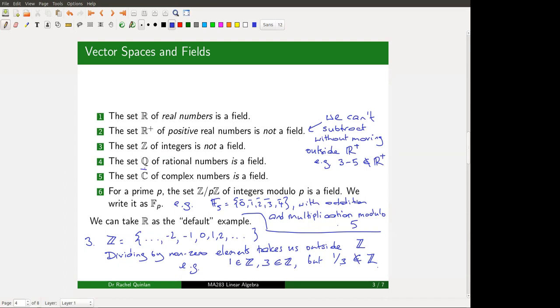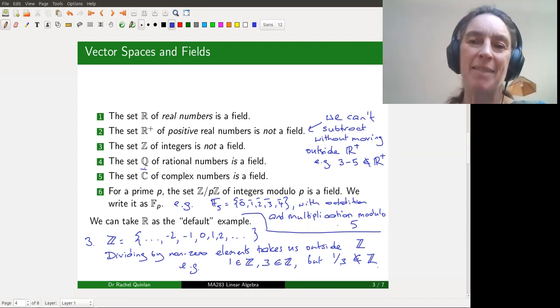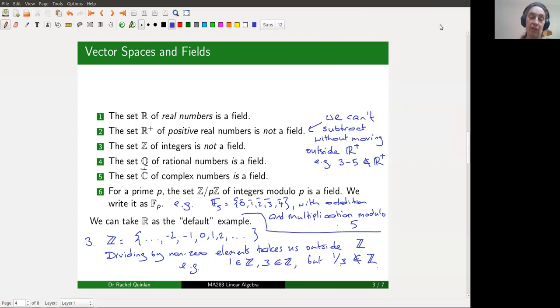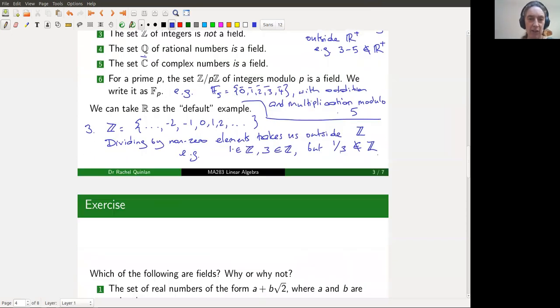So that's the sort of outline of what a field is. We haven't really come to the definition of a vector space yet. We're saying that in order to talk about vector spaces, we have to already have a field of scalars in mind. Okay, let's just mention a couple more things on that.